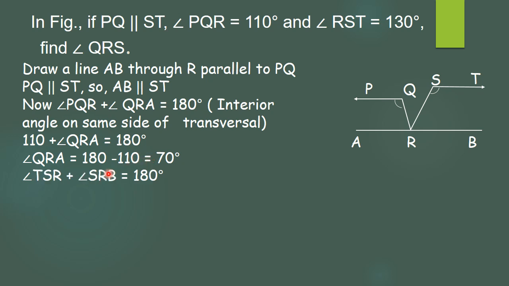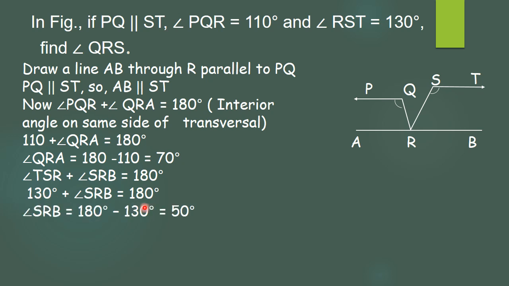Now angle TSR, we are considering now ST and AB are parallel and SR is a transversal. So angle TSR plus angle SRB will be 180, as they are also the interior angles on the same side of the transversal. So it is 130 plus SRB is equal to 180. So we get SRB is equal to 180 minus 130, that is equal to 50 degrees.